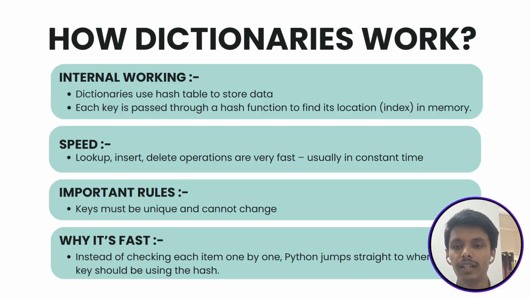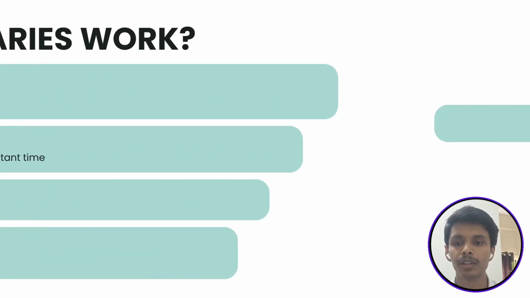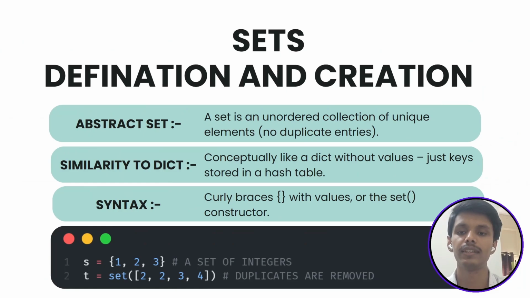There are some rules that must be followed while creating dictionaries. All keys must be unique, and keys must be immutable so that they can be hashed and won't change after insertion. Moving to slide number 8, we see sets, definition, and creation.